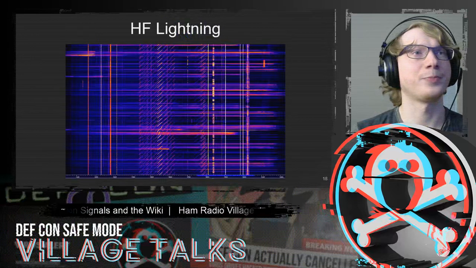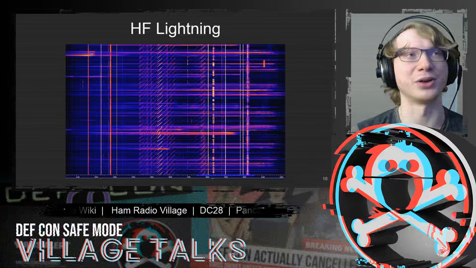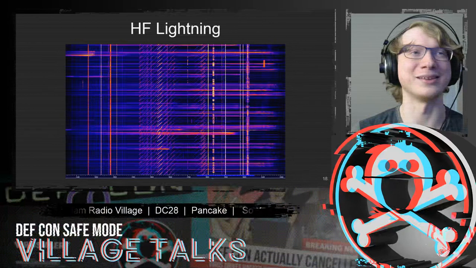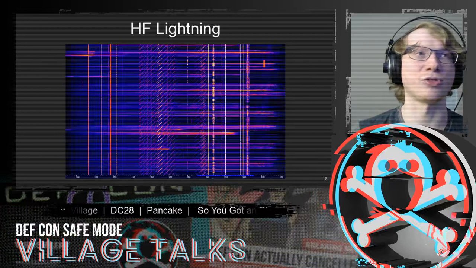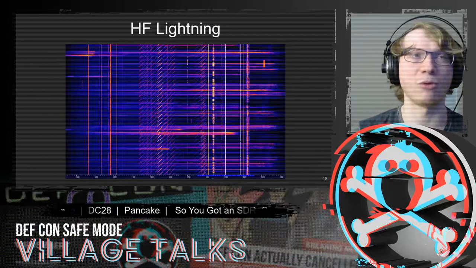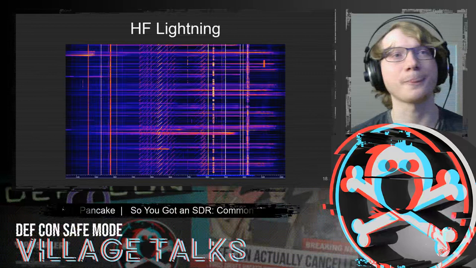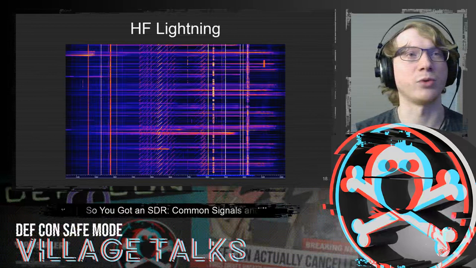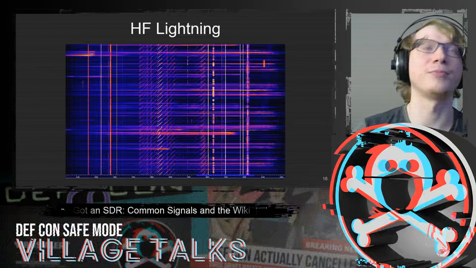But HF lightning, there's also lightning on HF. If you ever see this type of thing on your SDR, you need to unplug your antenna, like, immediately. This was across the state when this was happening, but it was still pretty hefty. Lightning can show up all the way up to about 14 megahertz, probably higher if it's close, and can just absolutely ruin your waterfall. But it does make neat noises sometimes.